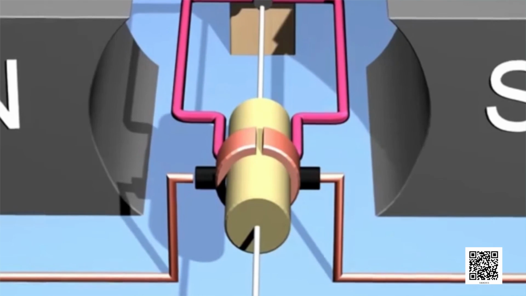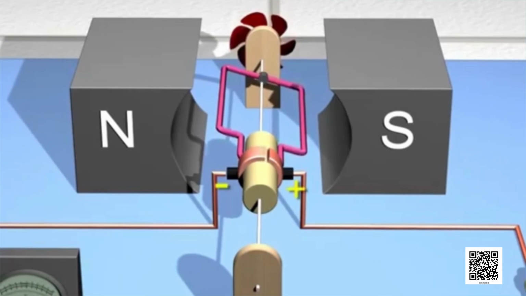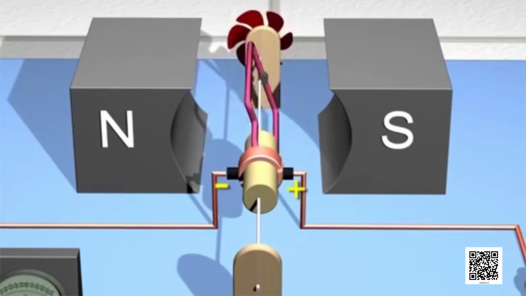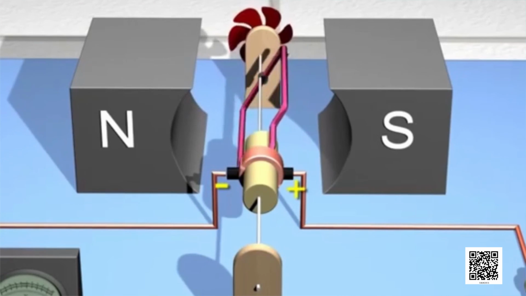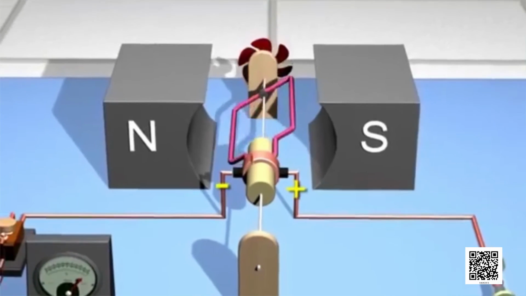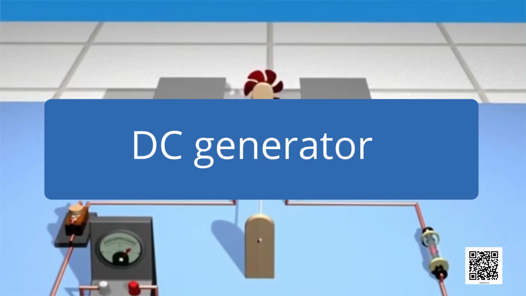We have seen the working of a split ring commutator in the case of an electric motor. Thus, with this kind of arrangement, a unidirectional current is produced. This type of generator is called a DC generator.